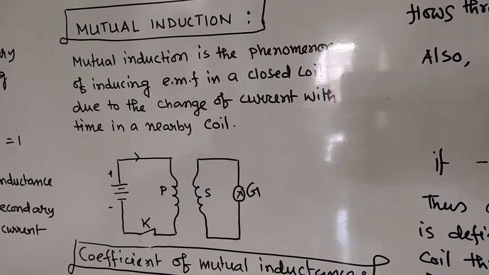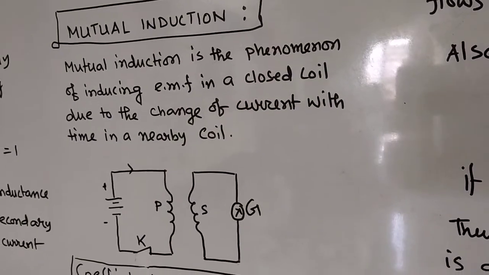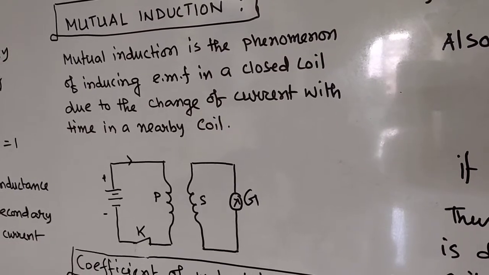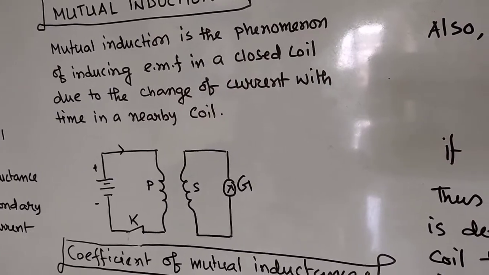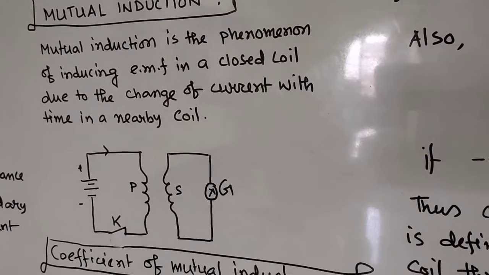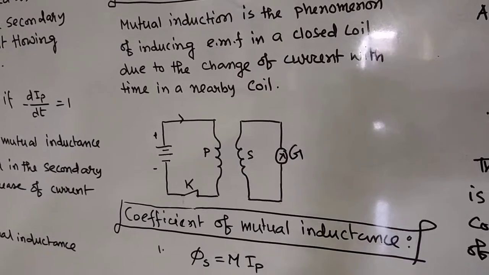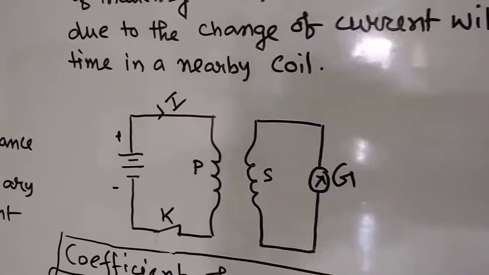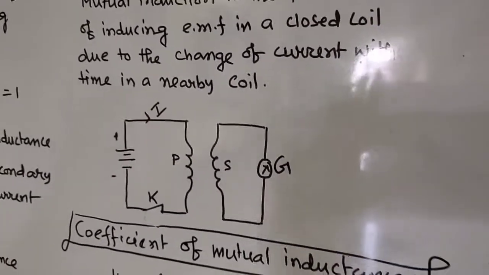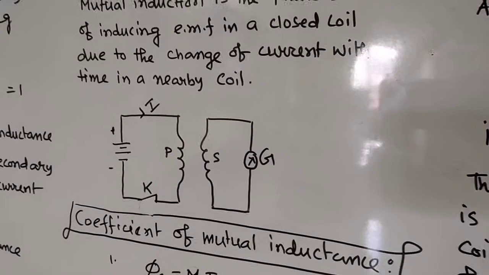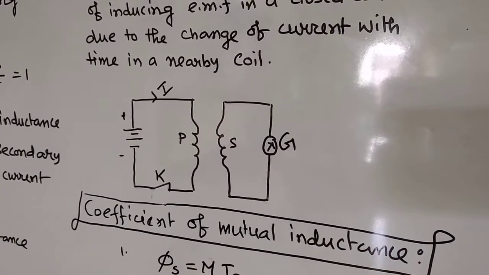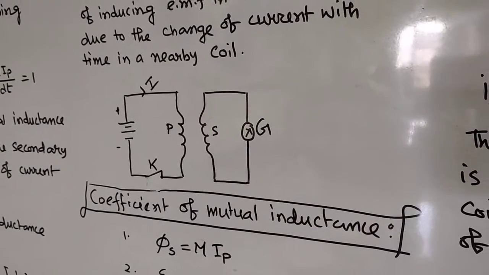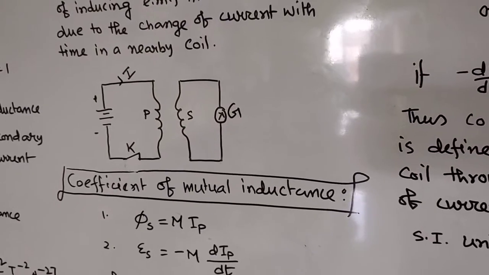So let me read out. Mutual induction is the phenomenon of inducing EMF in a closed coil due to the change of current with time in a nearby coil. I think all of you have understood. So increase in current causes increase in flux, and increase in flux in the nearby coil, because two coils are very close to each other, causes induced EMF, and as a result induced current will be there. So S stands for secondary and P stands for primary.